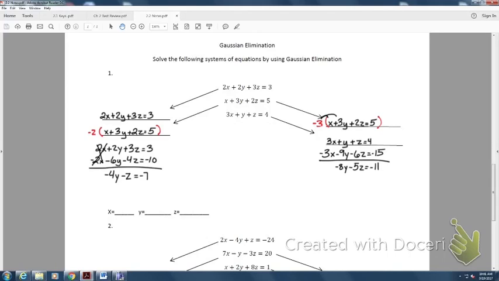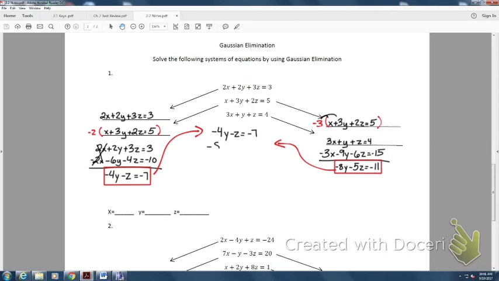Once we do that, and now we have two equations, we are going to take these two equations that we have now, and we're going to make a system with them. So I'm just going to write that one right here, that way I have some room underneath it to work. So I would have negative 4y minus z equals -7. And I'm going to put that one right here.